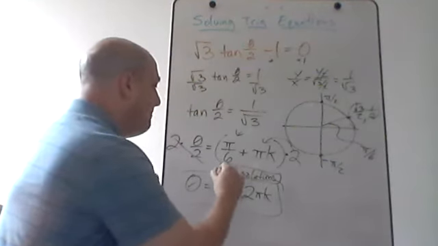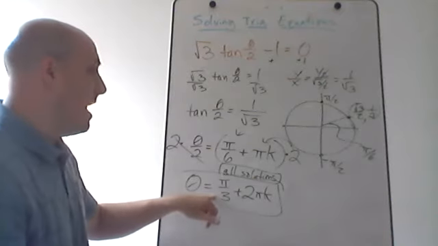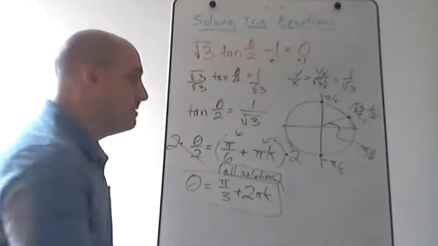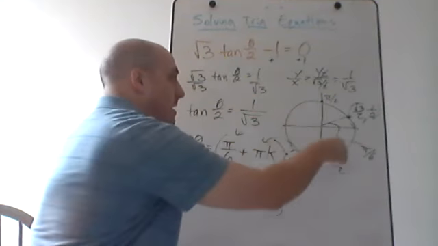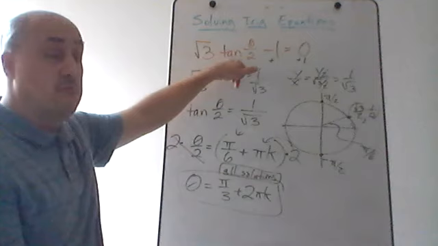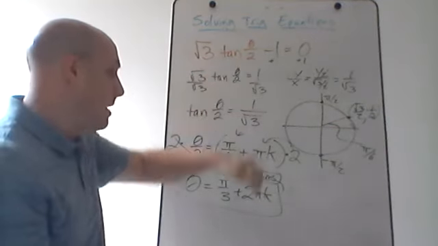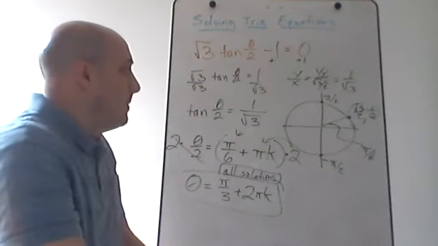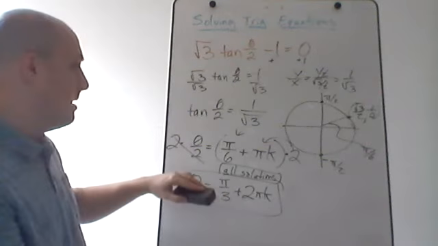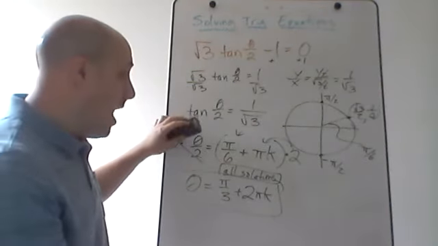That's every possible solution to this equation, and it's going to have this form. It's going to be pi over 3 and then plus 2 pi k. So pi over 3 is going to be up here, and then adding extra laps around the circle is going to solve our original equation up here. All right, so that's all solutions.